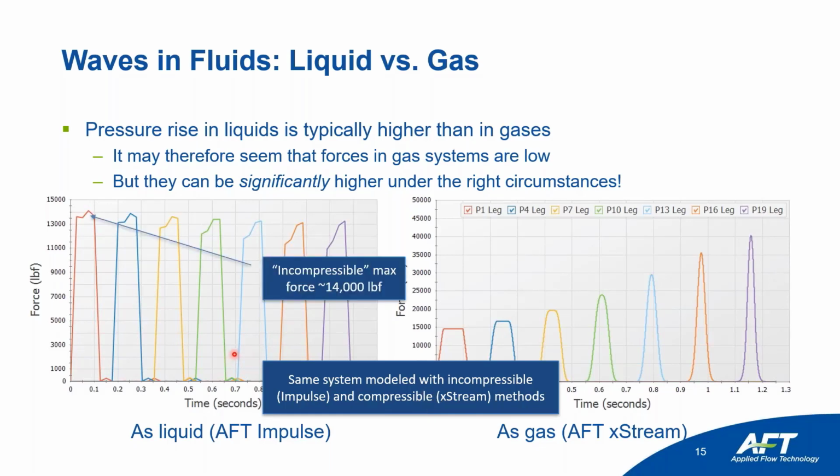In the liquid model in Impulse, we get a force of 14,000 pounds. Now the same model in xStream gets 40,000. So sometimes, intuitively, you might think that forces in compressible flow might be less, but in some conditions they might be higher, as this example shows.